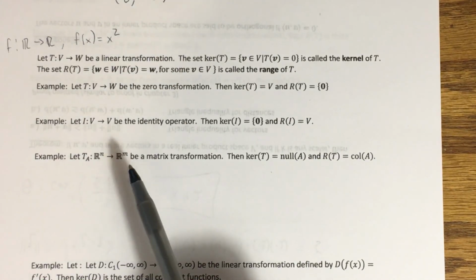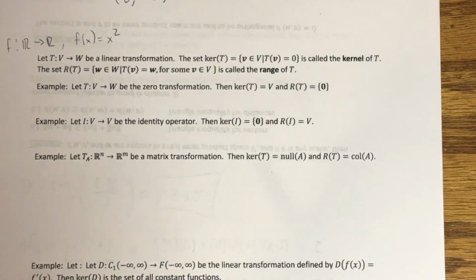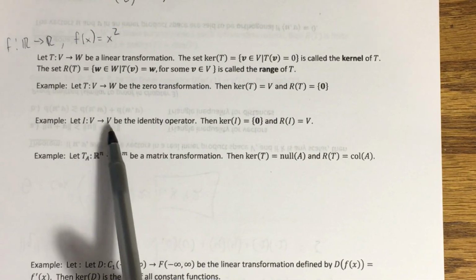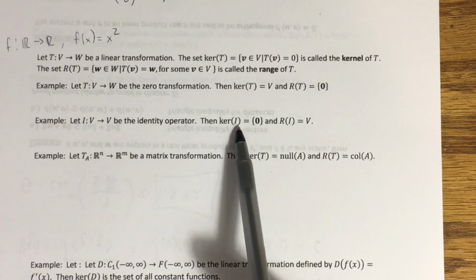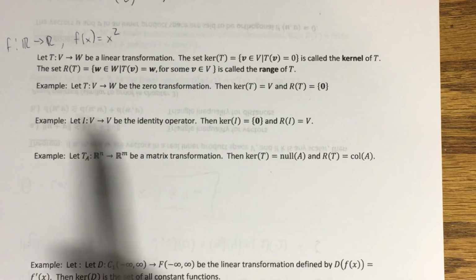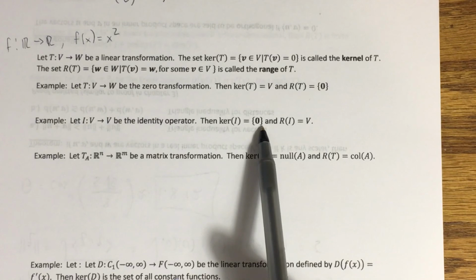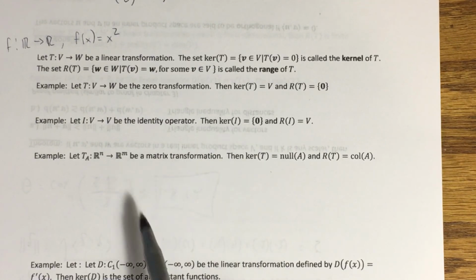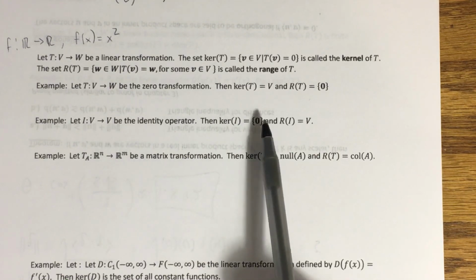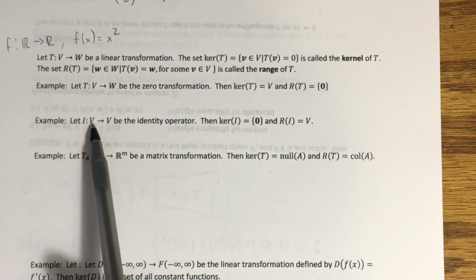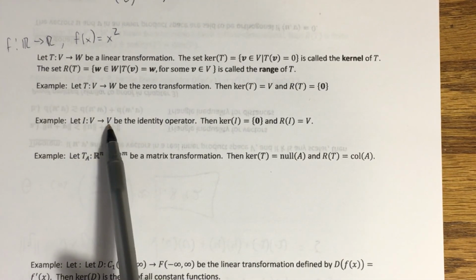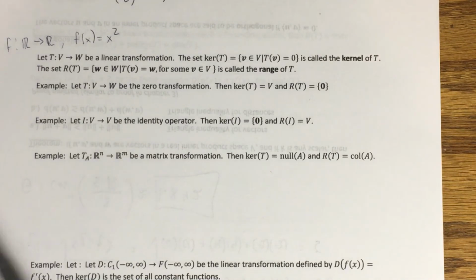Identity operator, what about that one? Well, the identity operator maps vectors to themselves. So what would the kernel be? Well, if the output is 0, that must have meant that the input was 0, because this function only takes vectors to themselves. No non-zero vector would be mapped to 0. That would be a different input from the output. The kernel of the identity operator is just 0. The range of the identity operator is all of V, because every input of V gets mapped to itself, which means every output here is used up.